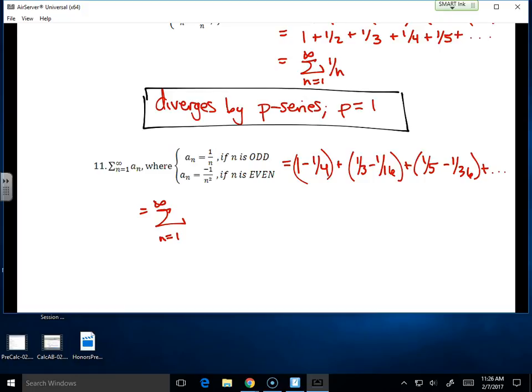Odd numbers, let's see. How do we get 1 over 1? That's even numbers. You take an even number and you add 1 or subtract 1. So I need 1 over 1 to start. Plug in 1: 2 times 1 minus 1 would be 1 over 1. 2 times 2 is 4 minus 1 is 3. 2 times 3 is 6 minus 1 is 5. That's the first piece. How do we get the second piece?